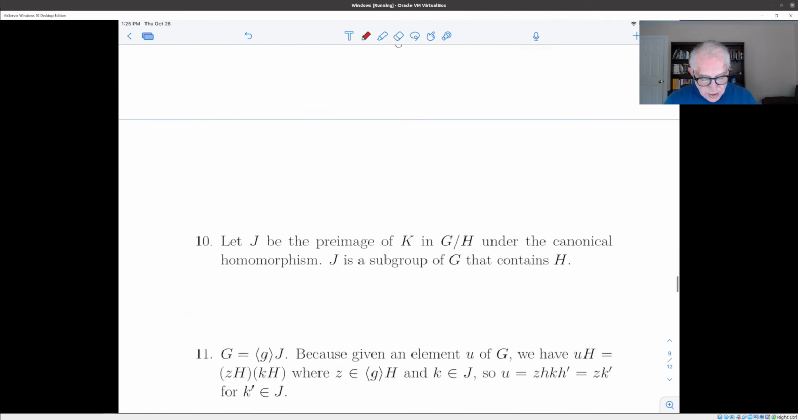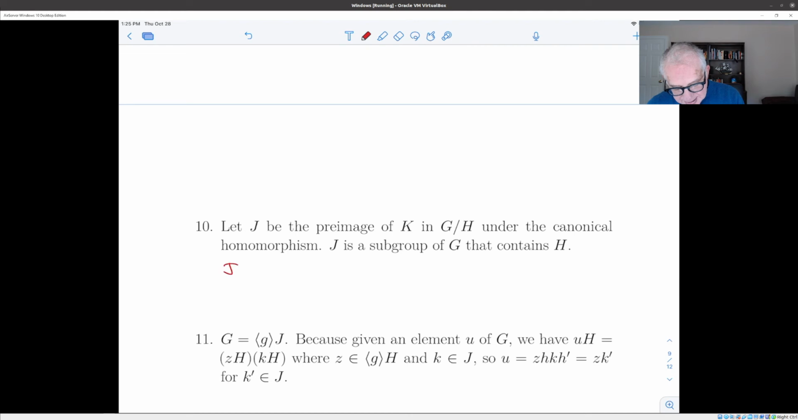Well, we consider J to be the collection of elements k in G with the property that kH is in K, which is a subgroup of G mod H. In other words, you take the preimage of this subgroup under the canonical homomorphism. J is a subgroup of G, so why is that true?